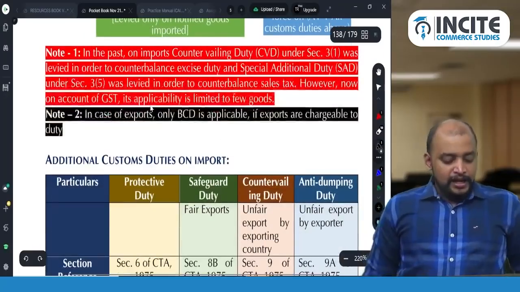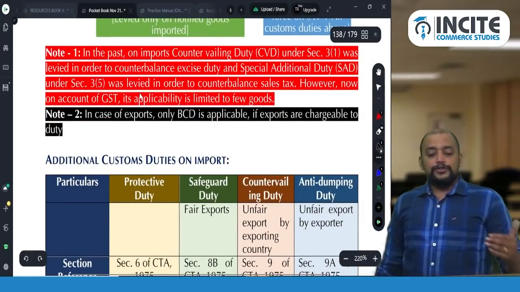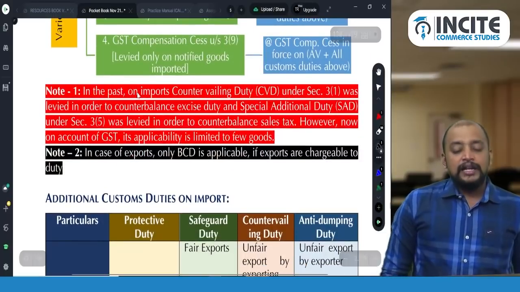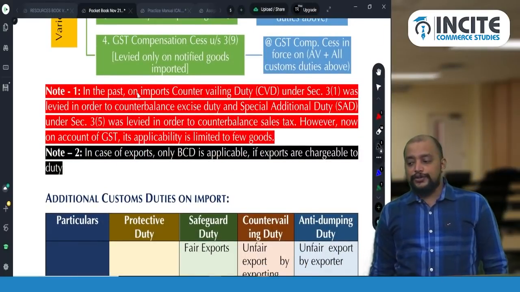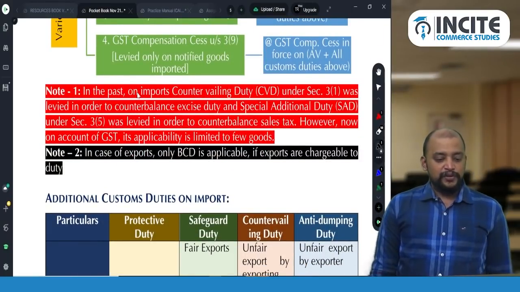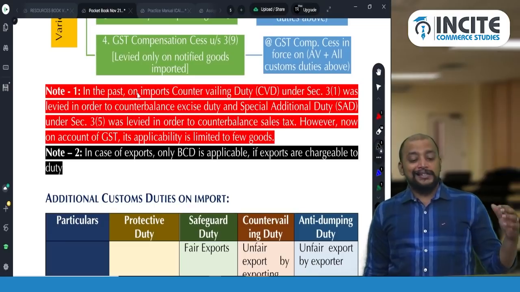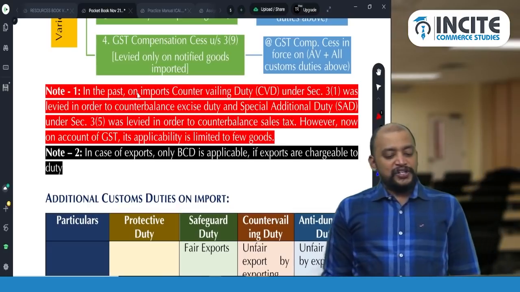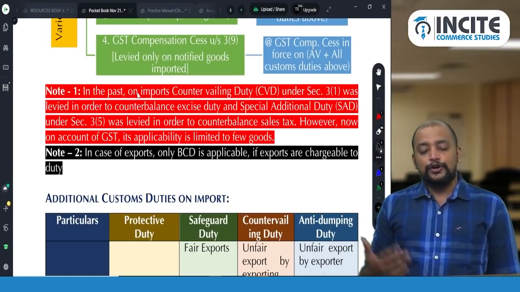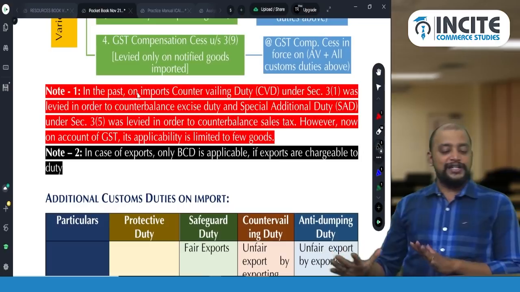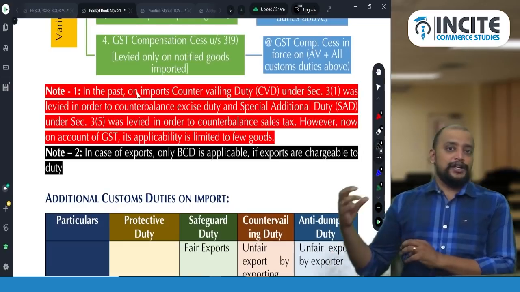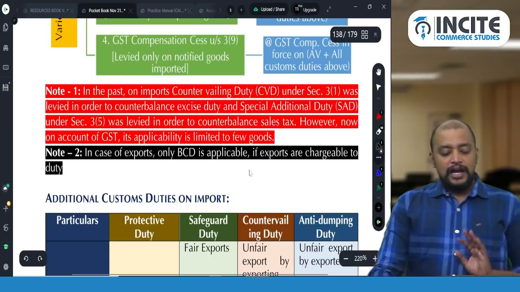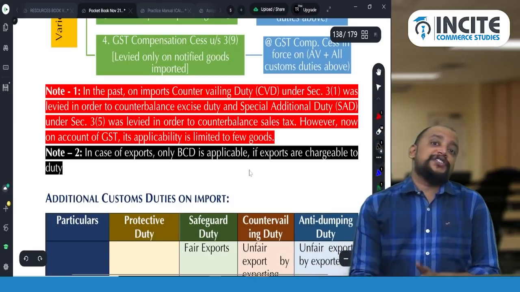Now that's what I have given as note 1. So come back to the previous page, page number 137. In the past, on imports, countervailing duty under section 3(1) was levied to counterbalance excise duty, and special additional duty under section 3(5) was levied to counterbalance sales tax. However, now on account of GST, its applicability is limited to a few goods. Then in case of exports, only BCD is applicable, provided exports are chargeable to duty.